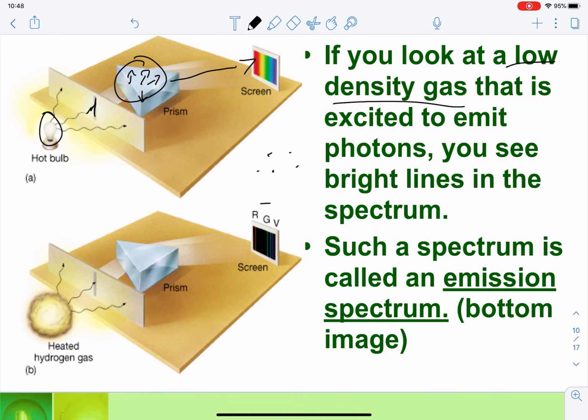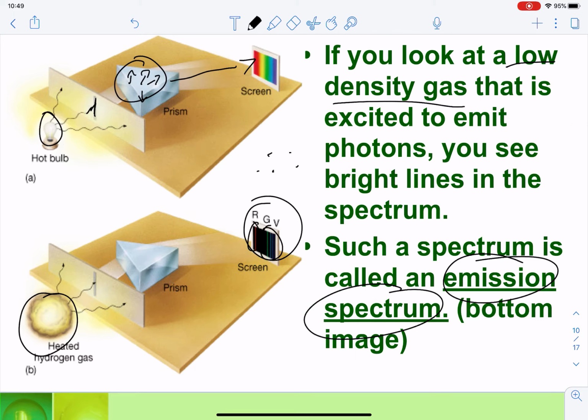Here we have a black background, and here we have a heated hydrogen gas. So this is in a hotter environment. And this time we have what we call an emission spectrum, where we have a black background and lines of colors that are visible. In this case, red, green, and violet. So hydrogen is emitting these lights. It's refracting in the prism, bouncing around, and then it's emitted onto this screen.